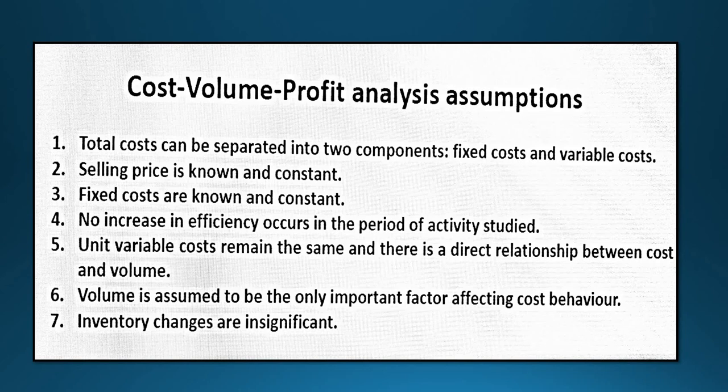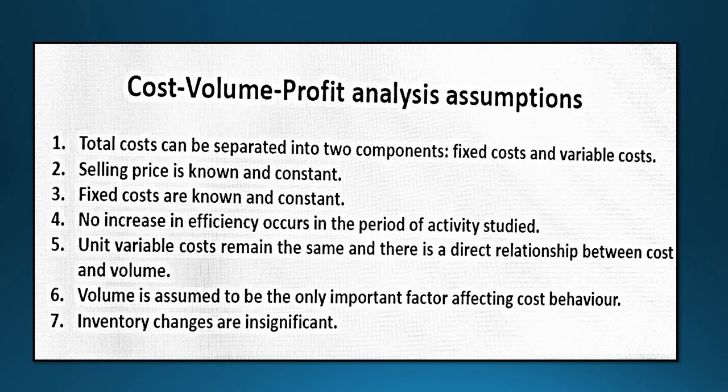First one is that total cost can be separated into two components, fixed cost and variable cost. Whatever cost or expenses are incurred to produce any particular product should be bifurcated into two: one is fixed cost, second is variable cost. We already know what fixed cost is: the cost which remains fixed at all levels, or exists even at a zero level of output. Variable cost is the cost which varies or changes with the level of output, correct?